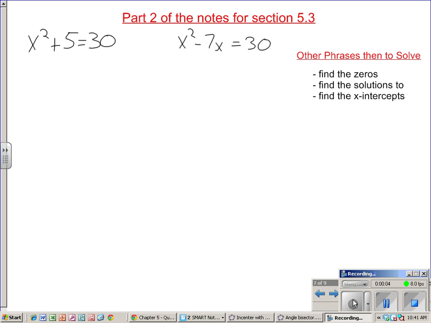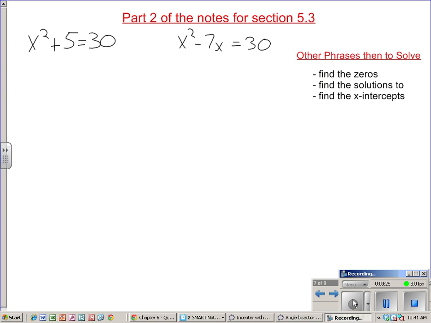This is the video for the second part of the notes for section 5.3. In the first part, we talked about just factoring: how you factor quadratics, how you factor expressions. It was nothing more than just factoring. So this part has to do with using the factoring to solve equations.